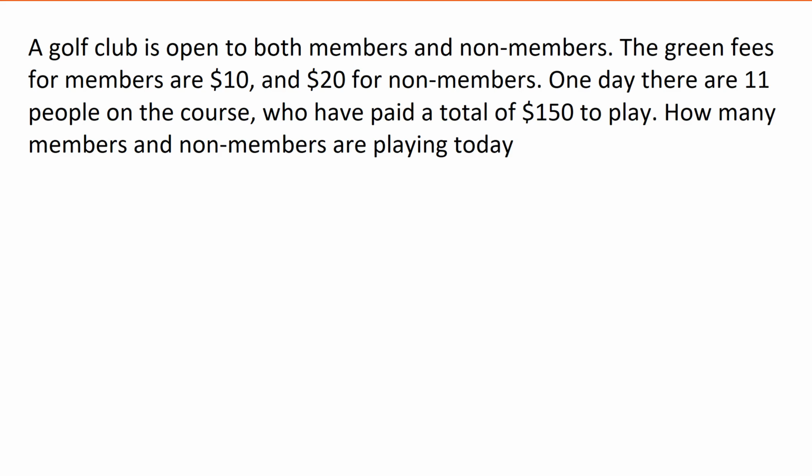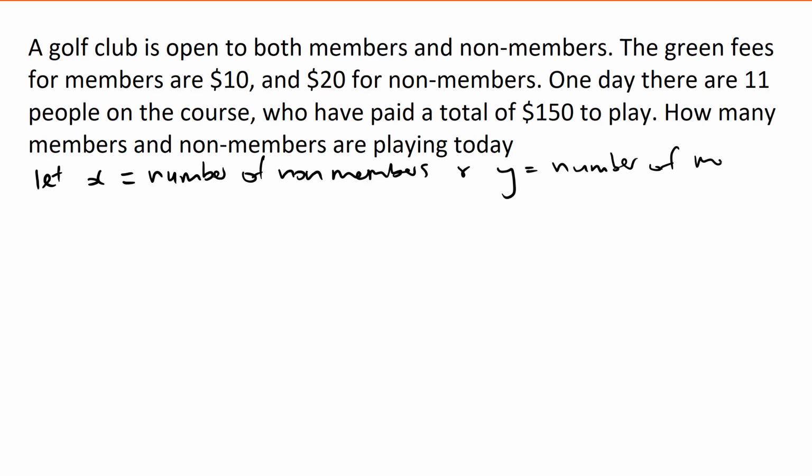Golf club. Members, non-members. Green fees $10, $20 for non-members. One day, 11 people on the course. Total $150 to play. What's my first step? So x is the number of non-members and y is the number of members. Everyone happy with that?